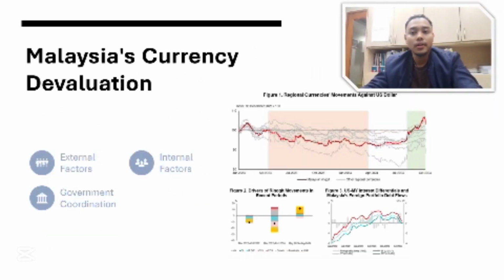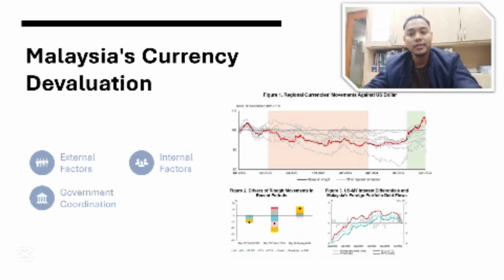Now let's turn our attention to Malaysia. The Malaysian ringgit (RM) has experienced significant volatility in recent years. Key factors driving this included external factors such as global risk aversion, falling oil prices, and a weakening Chinese yuan, all of which contributed to the ringgit's decline.